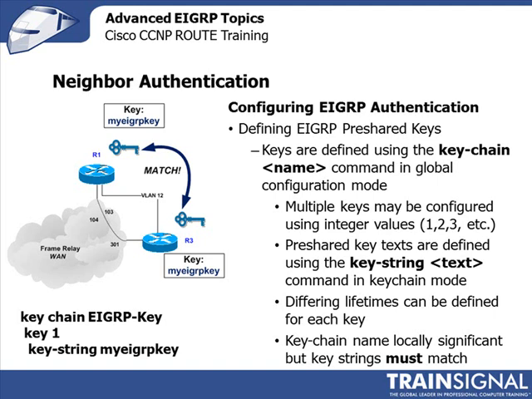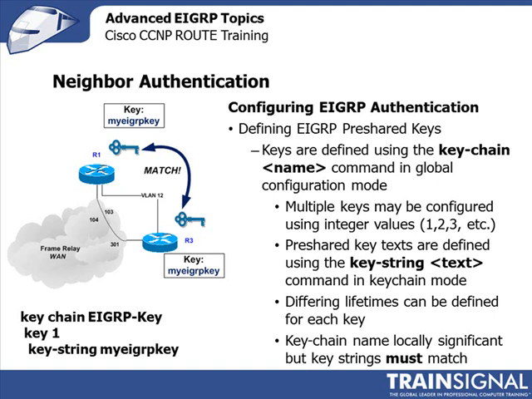And the keychain names are locally significant. In other words, you could actually have a completely different keychain name on R3 that isn't the same as it is on R1. The only thing that's critical is to make sure the key strings match. I think it's good practice to use the same names, but that's not the critical point here. So define your keychain, define your key string, and make sure that they match.